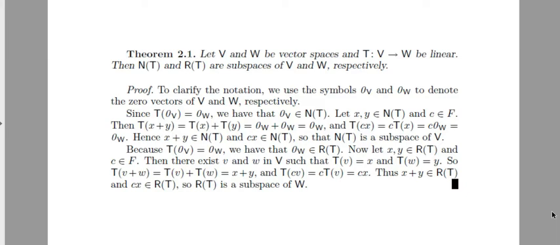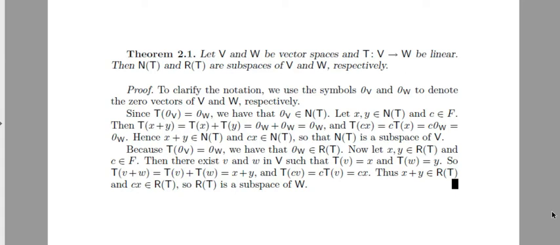So N(T) is non-empty. Now let X and Y belong to N(T) and C belong to field F. Then T of X plus Y is Tx plus Ty, since T is linear, which is equal to 0W plus 0W. 0 plus 0 is 0, so this is equal to 0 of W. And T of Cx is C times T of X. X belongs to N(T), so T of X is 0. So we get this is equal to 0. Therefore, X plus Y belongs to N(T) and Cx belongs to N(T). So this N(T), the kernel of T, is a subspace of V.